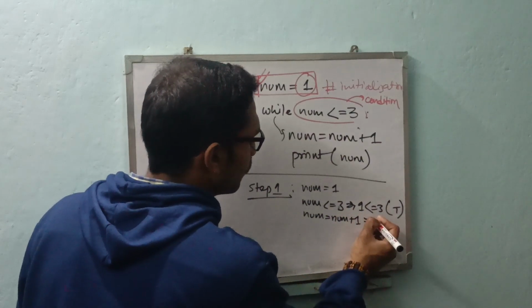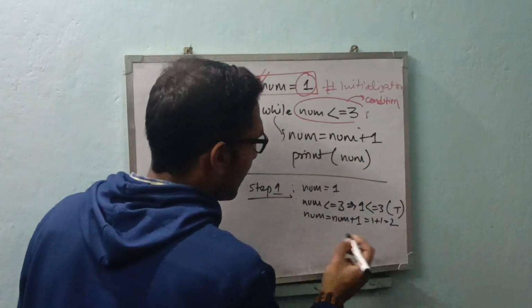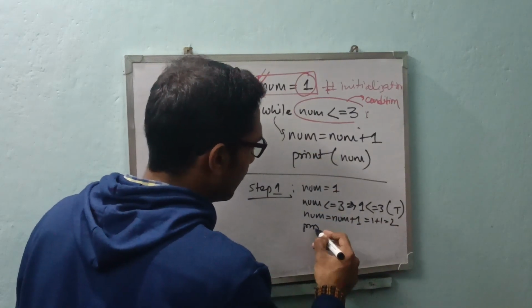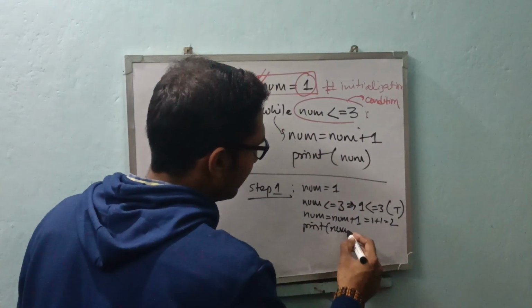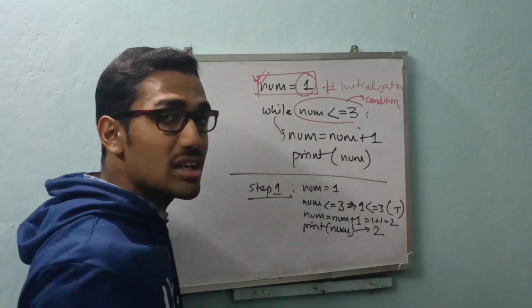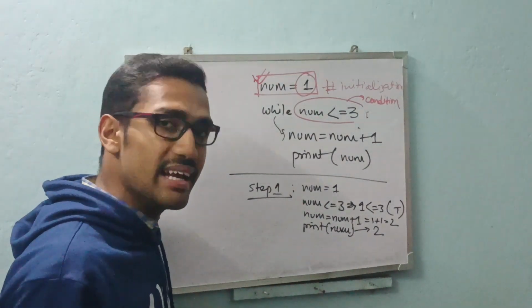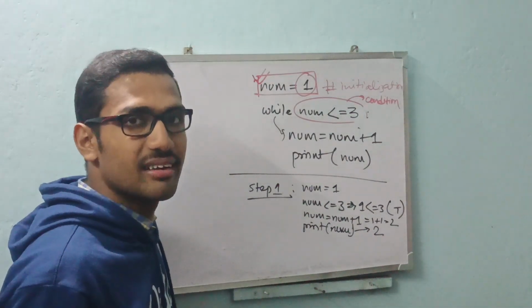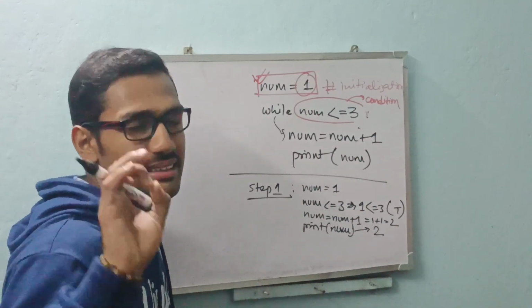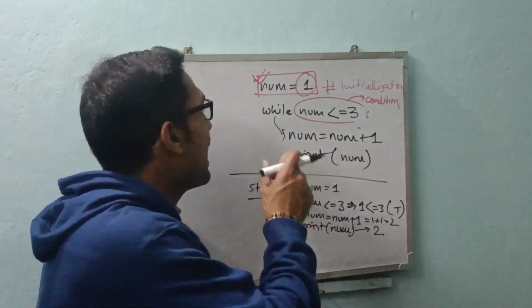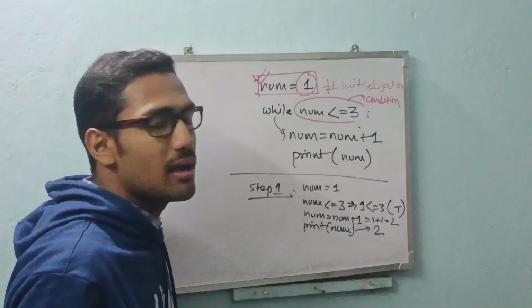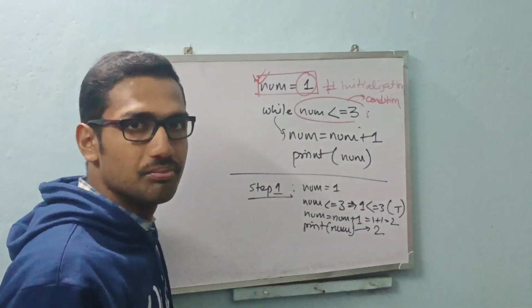Here in this case 1 plus 1 becomes 2, and after that we have a print statement. It is printing the value of num, and the first value which will get printed is 2. See, 1 is not getting printed. And why is this happening? It's happening just because we have placed the updation statement before the print statement.